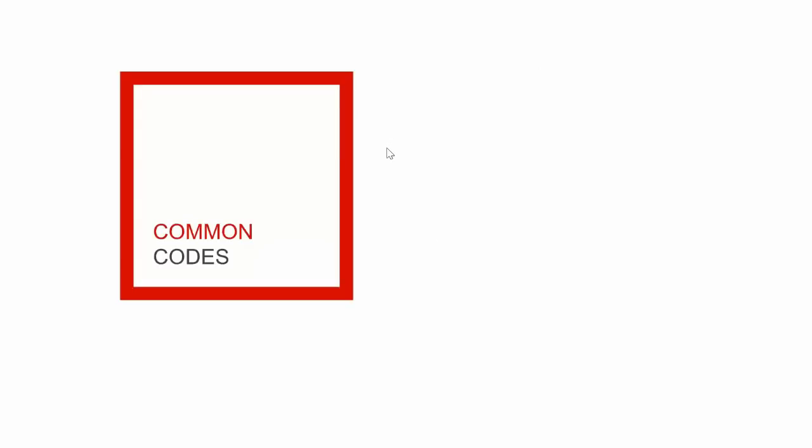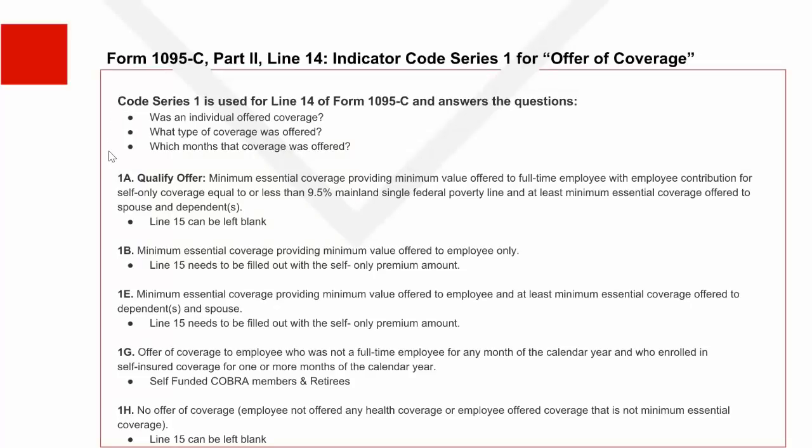Okay, so now we'll talk about the common codes. We're not officially done with the 1095Cs quite yet, so we'll go over those. Let's start off with the codes on line 14. These codes are really meant to answer the question, was the individual offered coverage? And if they were, what type of coverage was offered, and which month were they offered this coverage? So we'll go into that a little bit and define them.